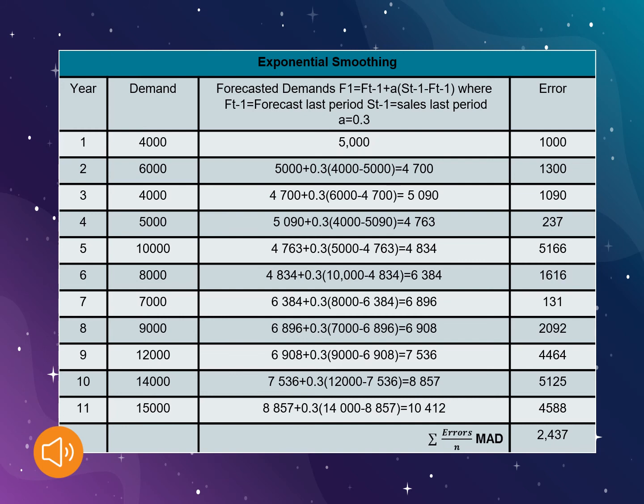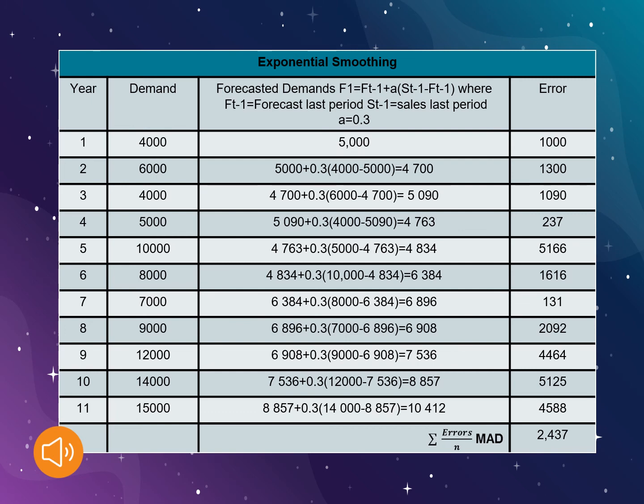If you have observed, it was already said earlier that to start the procedure, 5,000 is given as the forecast of the first year. That is why we have 5,000 there. So we're going to proceed to year 2. We're just going to replace all the equivalents in that formula.